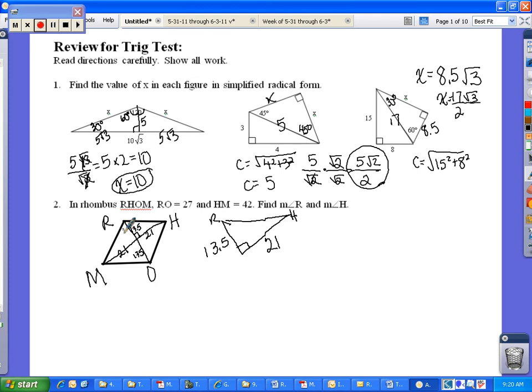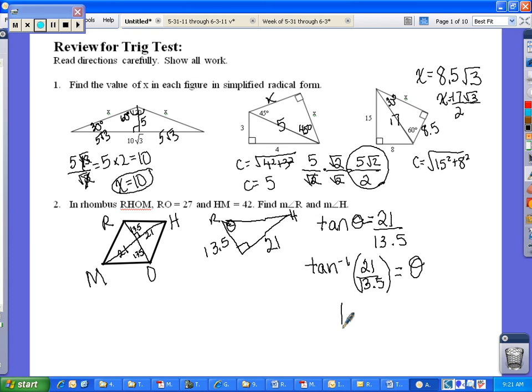I also know in a rhombus that these angles are bisected by the diagonals. So if I find this angle and double it, I will find all of angle R in the rhombus. So I'm going to look for angle R first, so that's going to be theta. Notice that I have opposite and adjacent, so I'm going to use tangent. So tangent of theta equals opposite over adjacent. To solve this, I'm going to have to do inverse tan. So tan inverse of 21 over 13.5 is going to give me theta. So tan inverse of 21 over 13.5 will give me 114.53.